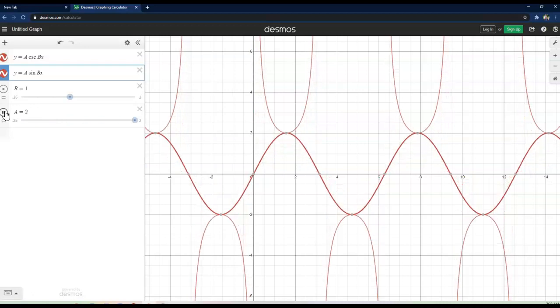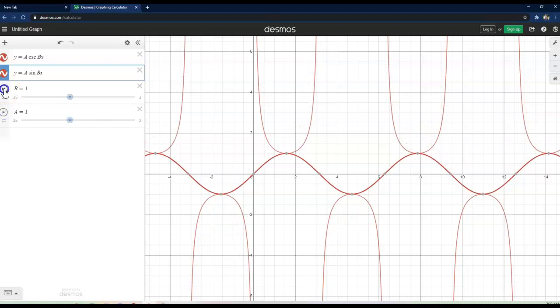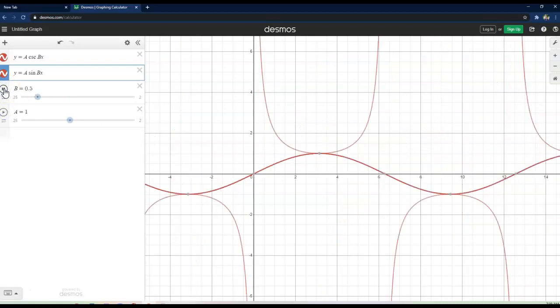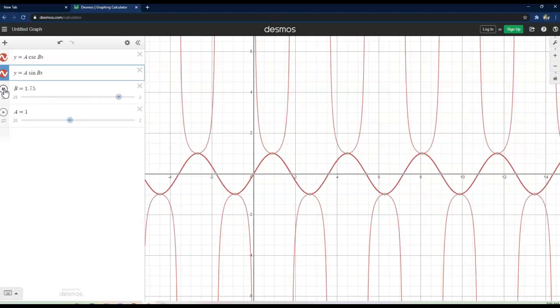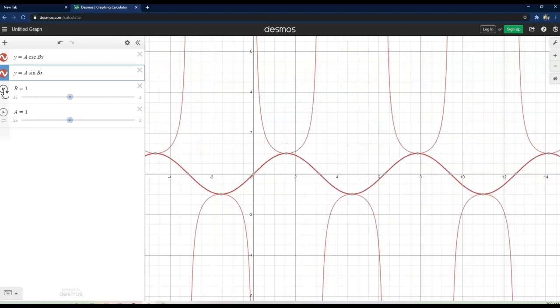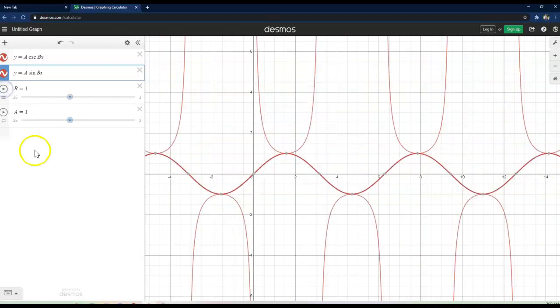Okay? If I vertically stretch or compress, the vertical stretch and compress of the cosine or of the sine function is the exact same as the cosecant function. Okay? So that's what I want you to see.